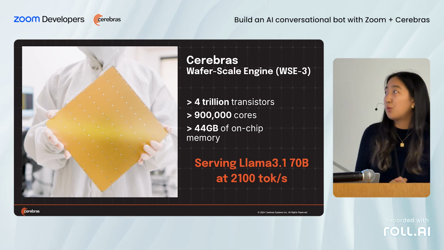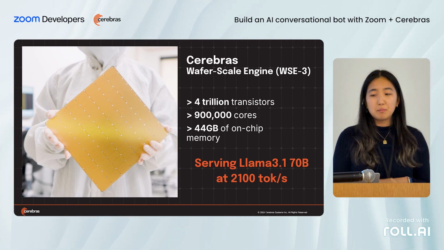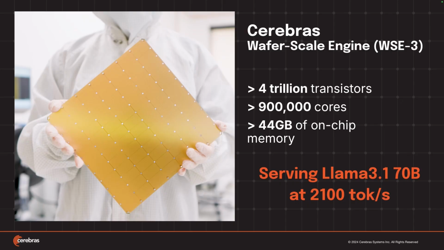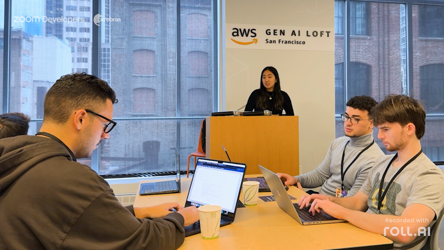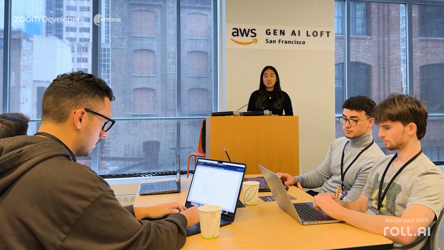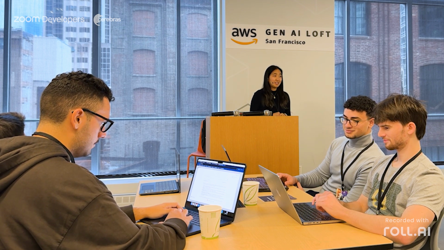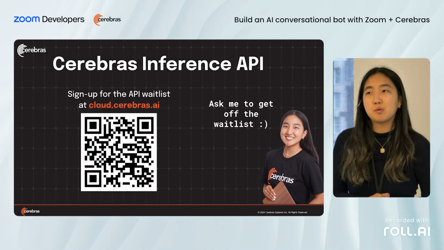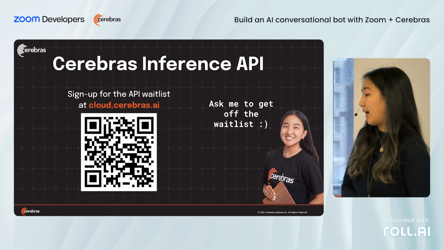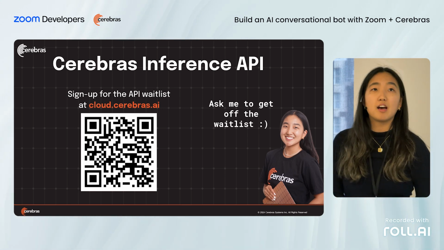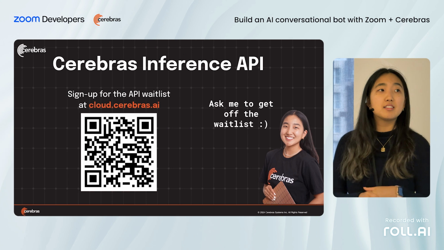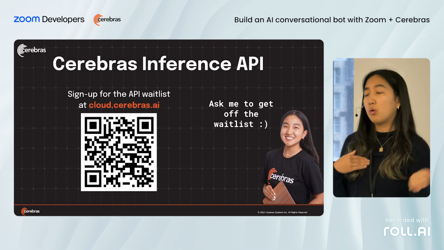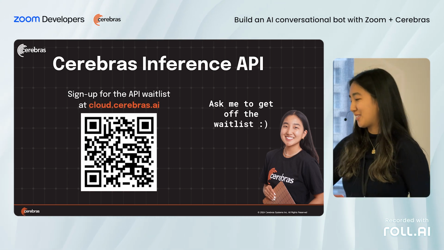We call it the Wafer Scale Engine 3. It has 4 trillion transistors, 900,000 cores, and 44 gigabytes of on-chip memory. And it's serving Llama 3.1 70B at 2,100 tokens per second. So think instant inference. Currently, Cerebras is waitlist only, but we will be giving everyone here access to the API. If you go to cloud.cerebras.ai, you can sign up for the waitlist, and then you can talk to me or Daniel to get approved off of the waitlist.